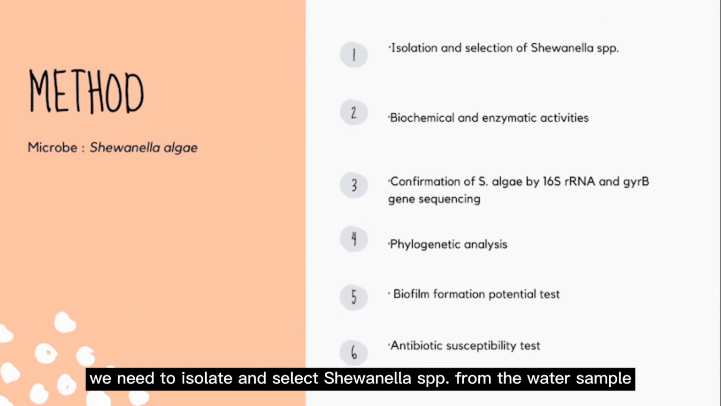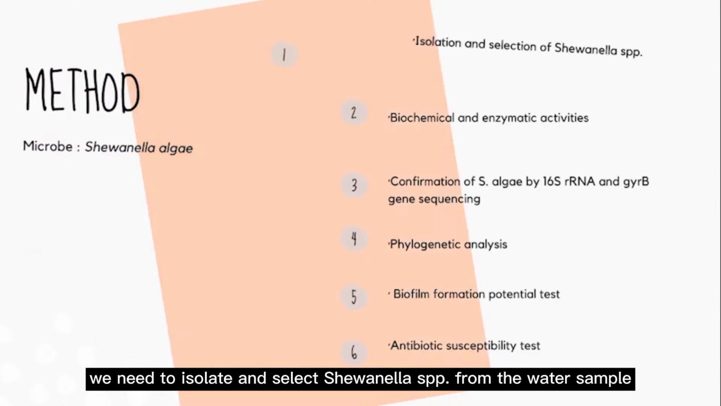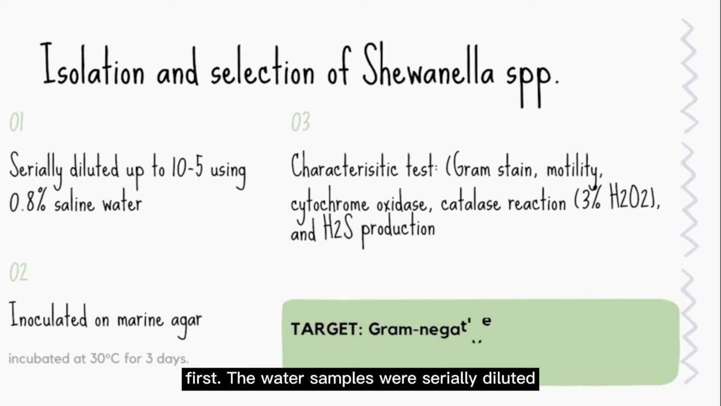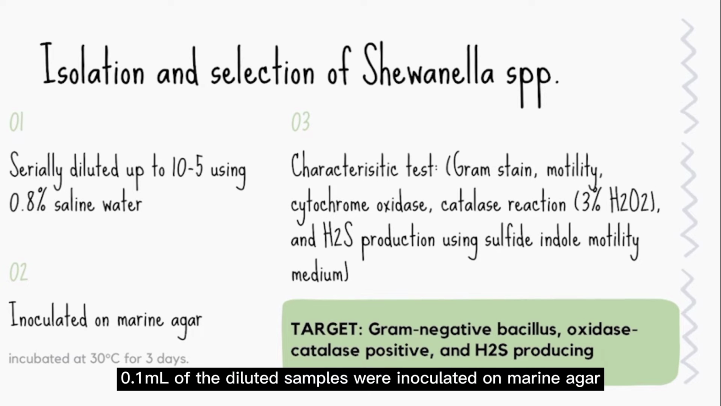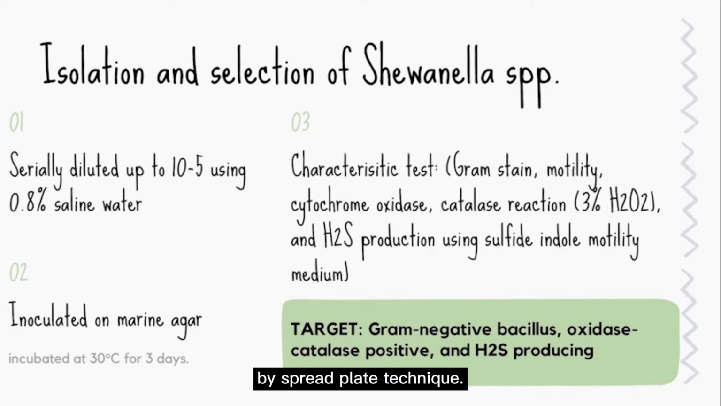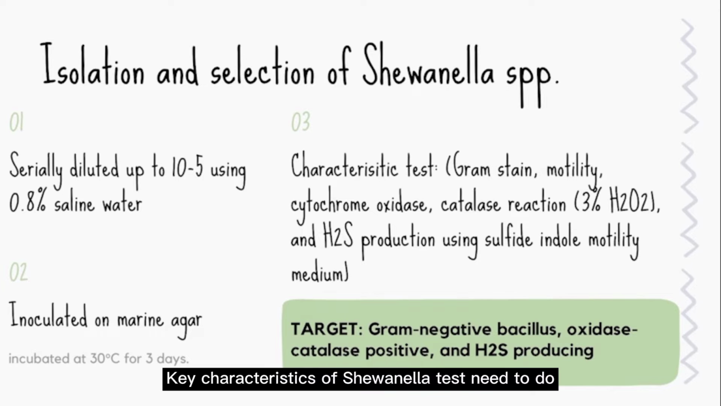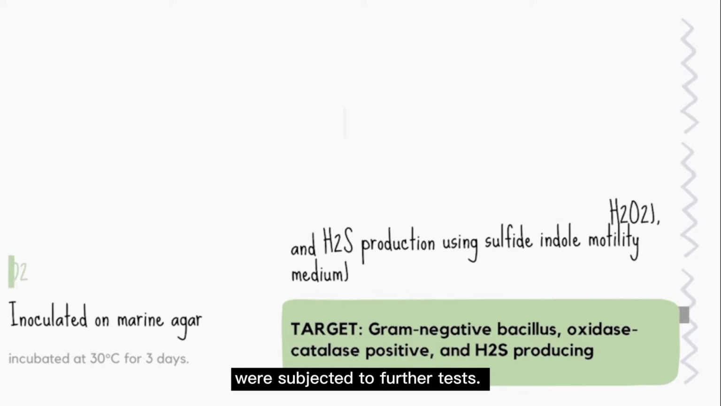For method, we need to isolate and select Shewanella sp. from the water sample first. The water sample was serially diluted by stirring water. Then, 0.1 ml of the diluted sample was inoculated on marine agar by spread plate technique. We incubate at 30 Celsius for 3 days. Key characteristic tests of Shewanella need to be done, and the colony that fit the description was subjected to further tests.